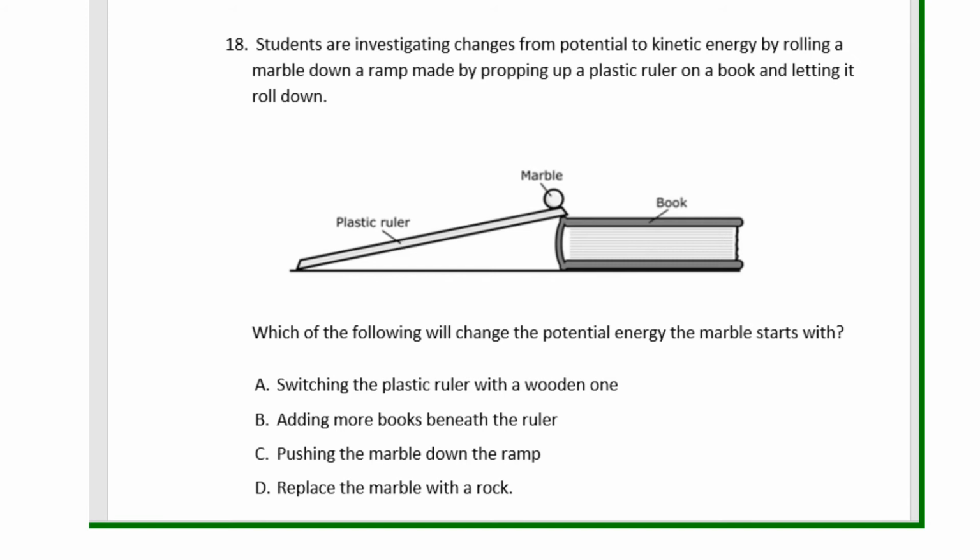A, switching the plastic ruler with a wooden one. B, adding more books beneath the ruler. C, pushing the marble down the ramp. Or D, replace the marble with a rock.